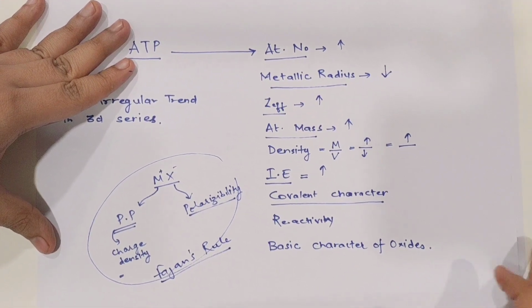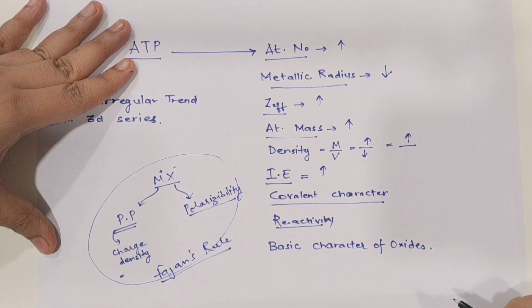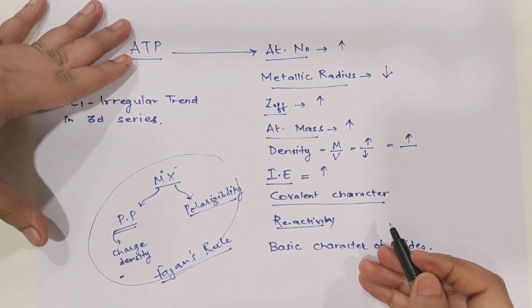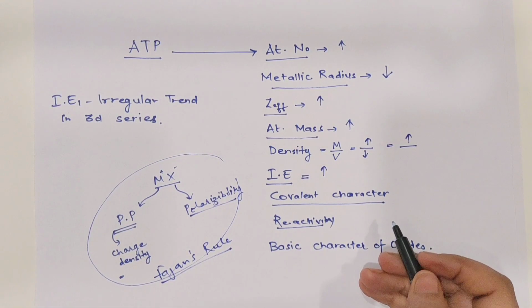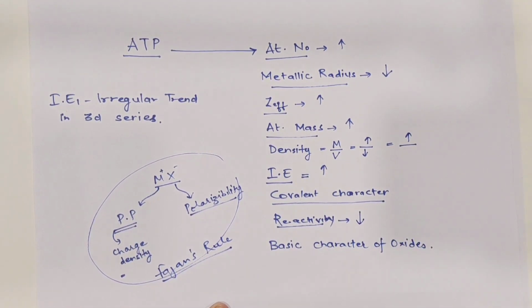Now, reactivity. Reactivity is directly related to ionization energy. Lower the ionization energy, more easily the metal would lose electron. That means more easily it would react. Higher the ionization energy, opposite the trend. Higher ionization energy means it's more difficult to lose the electron. It would rather not lose the electron. That means it would rather not react. So high ionization energy means low reactivity. So along the period, since ionization energy increases, the reactivity would decrease.